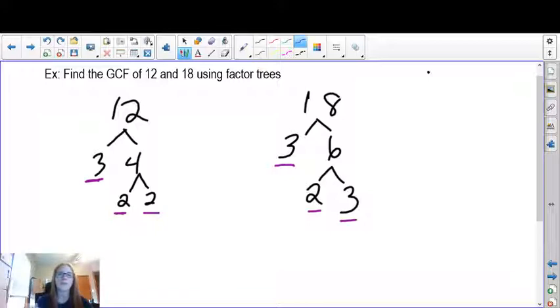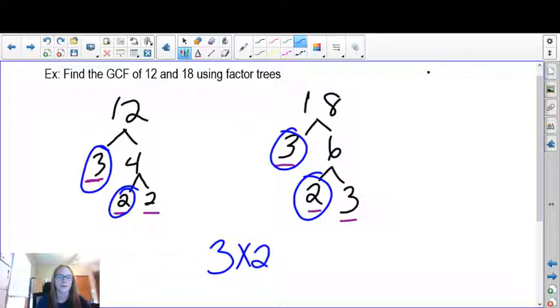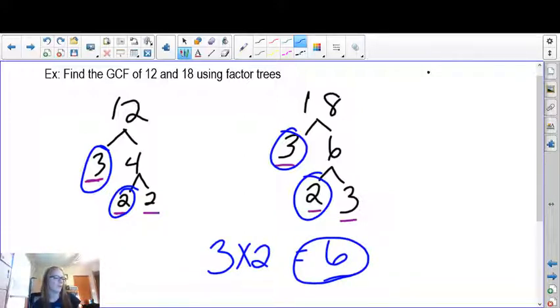Now I want to find the greatest common factor. So I want to look for any numbers they have in common. So for example, I see they both have a 3 and they both have at least one 2. So my factor is not 3 or 2, my factor is 3 times 2. Since we've used multiplication and division to break these numbers apart, my final answer will be both of the numbers put back together, which in this case is 6. So the greatest common factor of 12 and 18 is 6.